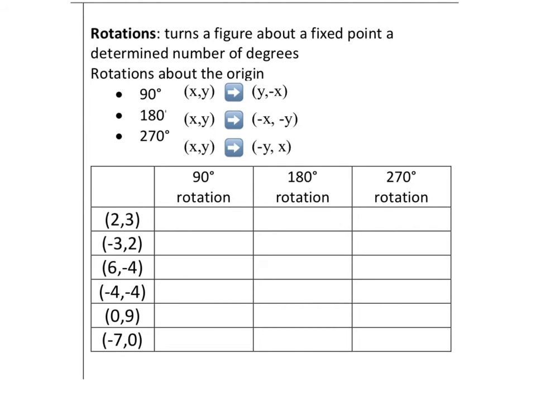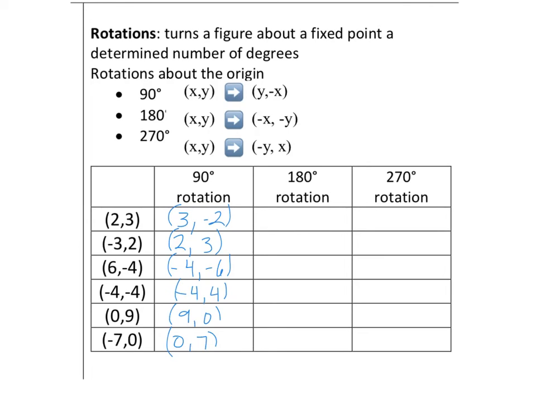So if we're going to do a 90-degree rotation, we're going to flip them and take the opposite of the second. So this would be 2, 3, flipped would be 3, 2, opposite of the second would be 3, negative 2. Flip them would become 2, negative 3, opposite of the second would be 2, positive 3. Flip them would be negative 4, 6, opposite of the second would be negative 4, negative 6. Flip them would be negative 4, opposite of the second would be negative 4, positive 4. Flip 0, 9, that would become 9, 0. Opposite of 0 is just 0. Negative 7, 0 would be 0, negative 7. Opposite of the second would be 0, 7.